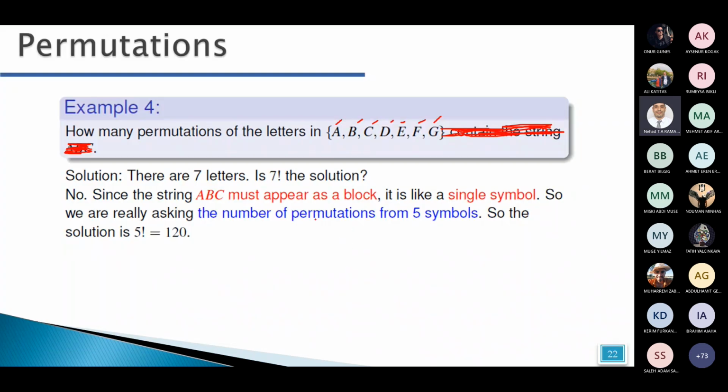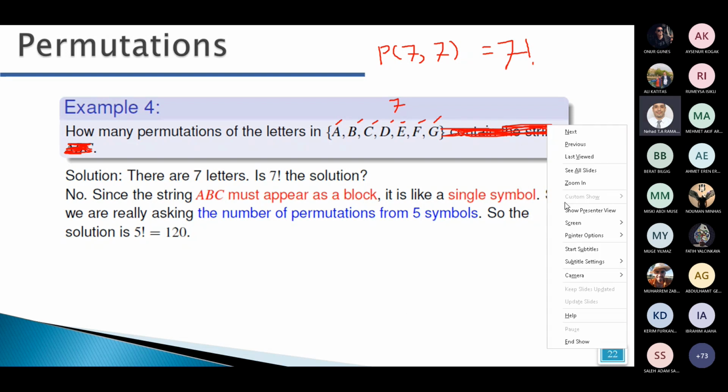It's easy, friends. I need permutation from 7 letters. So this means, what are the different orders for these 7 letters? So it's a permutation to select 7 letters in a specific order out of these 7 letters. So it's 7 factorial. This is the answer.